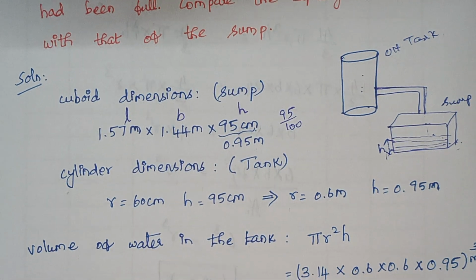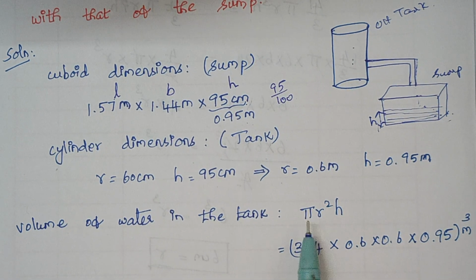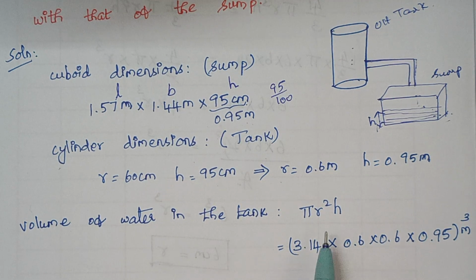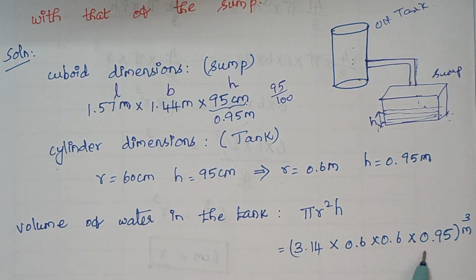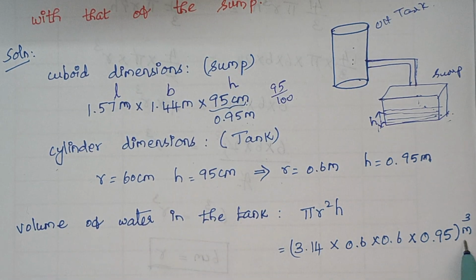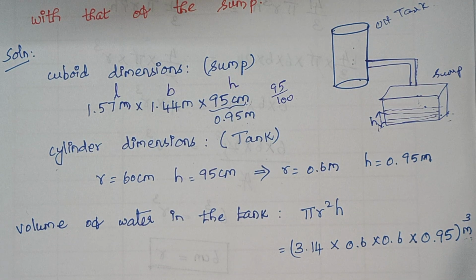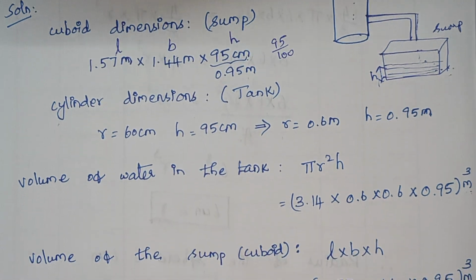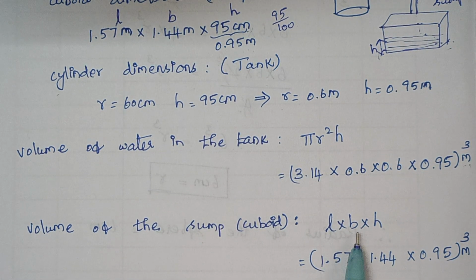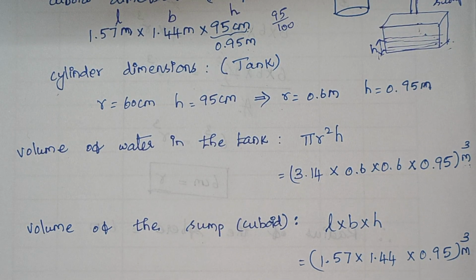Now the volume of the water in the tank. The tank is in the form of a cylinder. What is the formula for the volume of a cylinder? It is pi r square h. Pi is 3.14, r is 0.6 and h is 0.95. Since we are discussing volume, you have to mention the unit. It is mandatory. Here it is meter cube. The next one is the volume of the sump, that is the volume of the cuboid, which is L into B into H. Just write it as such.